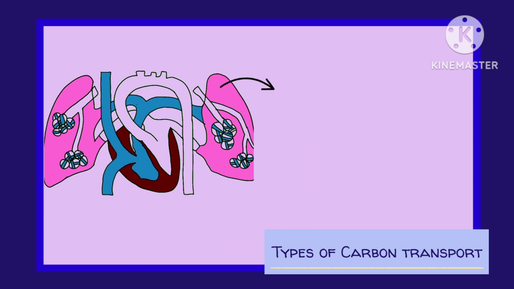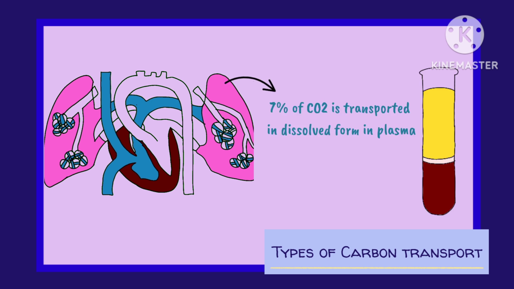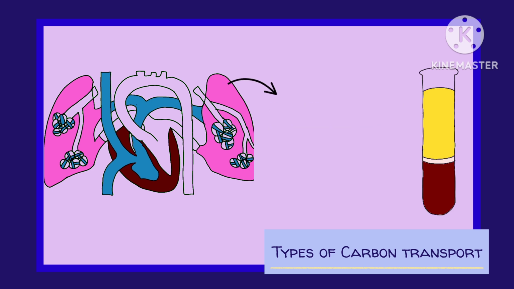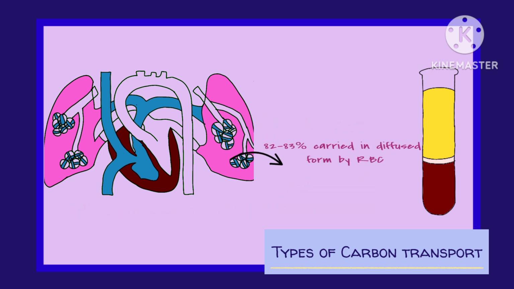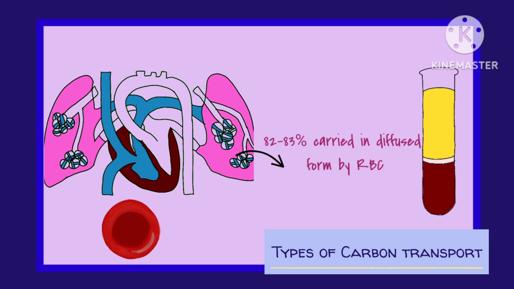Now only 7% of carbon dioxide is carried as a dissolved form in plasma. 10% of carbon dioxide is carried by RBCs in its bound form, called as Carbaminohemoglobin. The remaining 82 to 83% of carbon dioxide is carried by RBCs in its diffused form.